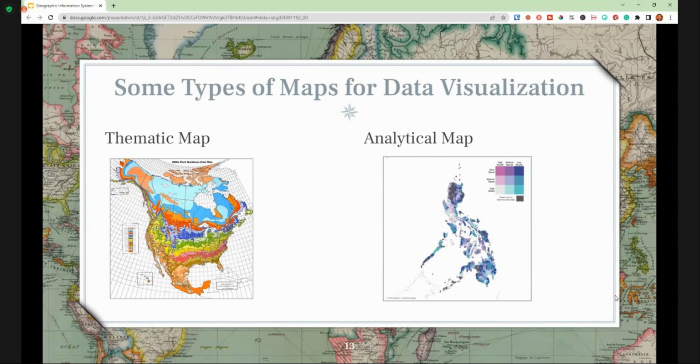So one classic type is the thematic map. That's why it's called a thematic map, because it's representing a theme. Usually, isang theme lang yung pinapakita niya. For this example, this is a plant hardiness zone map, so ang theme niya is the plant hardiness. It could also be a soil map, which is also a thematic map. I think it could be a political map as well. The second one is an analytical map.